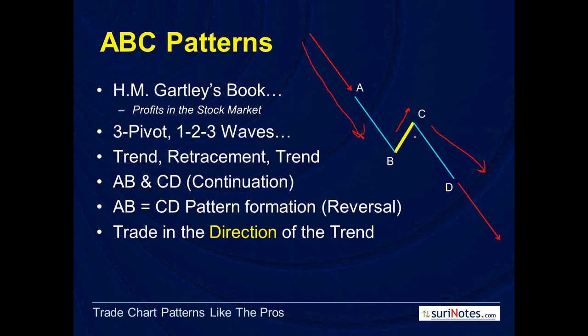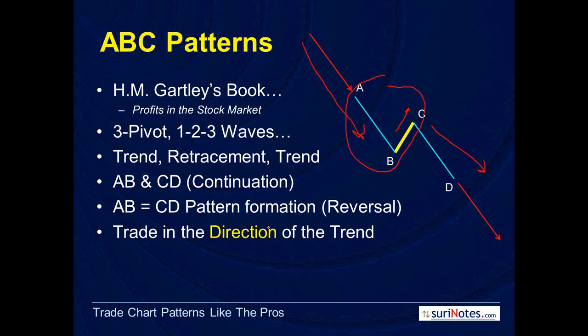So what we do is we trade. Once we detect this ABC pattern, we trade the C to D leg. That means we are actually trading with the trend. The prior trend on the AB side, we're going to trade it on the CD side. So this pattern is also called 3 pivot, 1, 2, 3 waves, and trend. It's basically a trend, retracement, trend pattern.